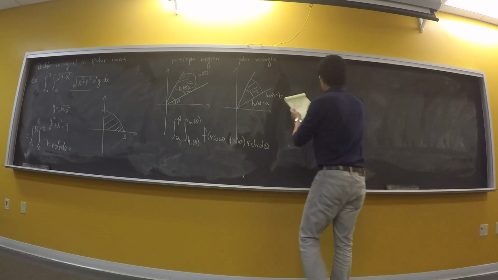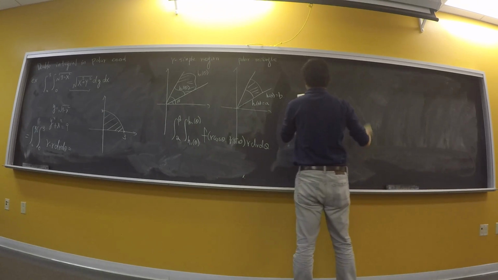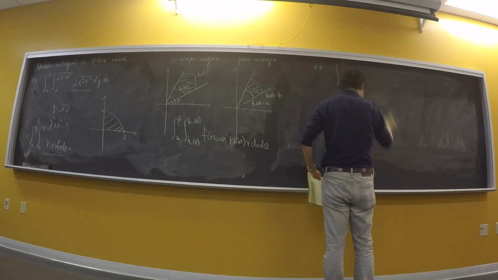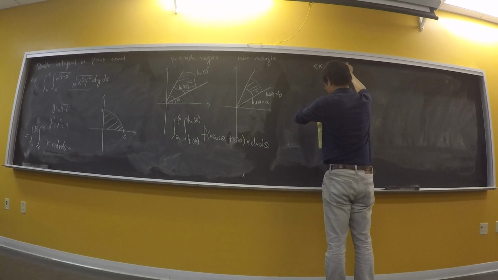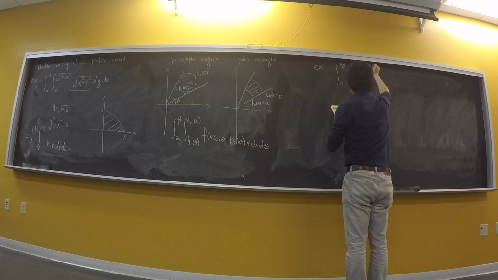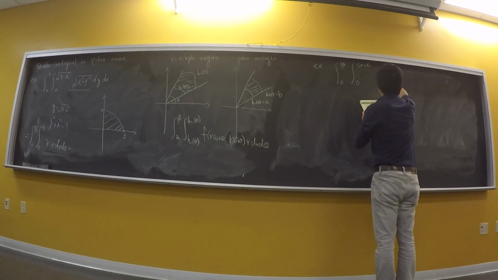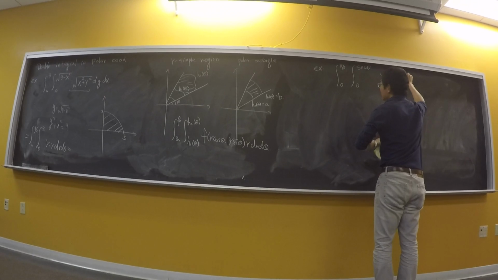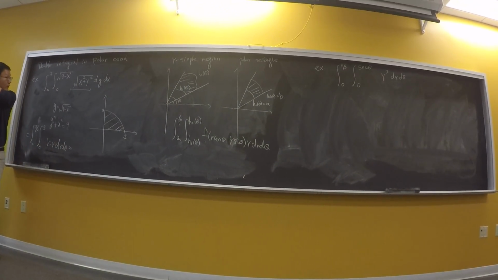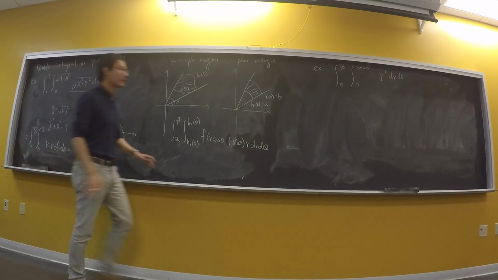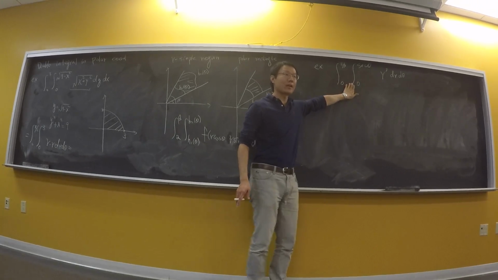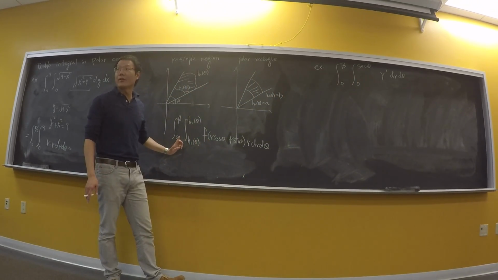I want to evaluate the following: theta from 0 to pi divided by 3, r from 0 to secant theta, r cubed dr d theta. As soon as I have written down this double integral, you should be able to identify this as a double integral over an R simple region.